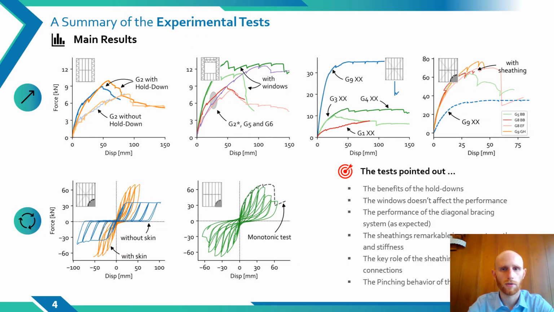Here you can observe the main results of the experimental tests. In detail, the presence of the down significantly increased the performance of the wall. The presence of the opening doesn't affect the performance of the wall. As expected, the diagonal strap solution showed the best performance, and eventually, the sheeting increased the strength and the stiffness of the wall, with a response mainly ruled by the sheeting-to-frame connection. As for the cyclic tests, the responses show a remarkable pinching effect, as highlighted in the figure below.